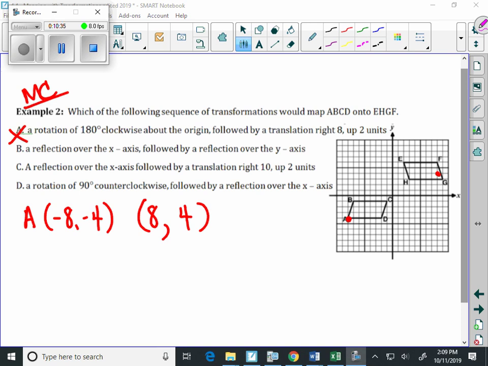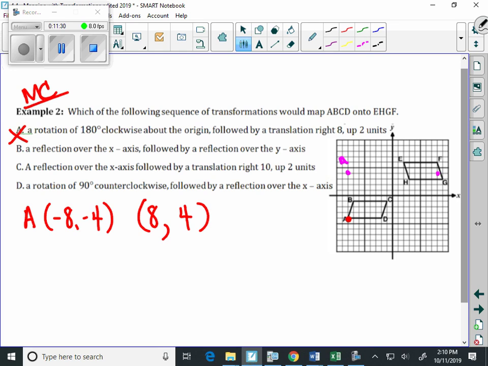Let's try B. A reflection over the x-axis followed by a reflection over the y-axis. And why not stick with point A? If we reflect that over the x-axis, we've got 1, 2, 3, 4 spaces away. So on the other side, 1, 2, 3, 4 spaces away is going to be our new A. That's the first thing that happens. So here's our A. And then it says followed by a reflection over the y-axis. Well, this pinkish purple point is 1, 2, 3, 4, 5, 6, 7, 8 spaces away from the y-axis. So on the other side, 8 spaces away from the y-axis. Lands about there.